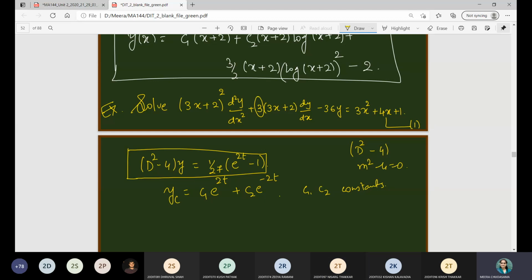Yes, ma'am. You can see that e raised to 2t is involved in the yc. So you have to modify by taking t in the multiplication. The constant quantity will remain as it is. So the choice of yp in this case will be (a t plus b) e raised to t.